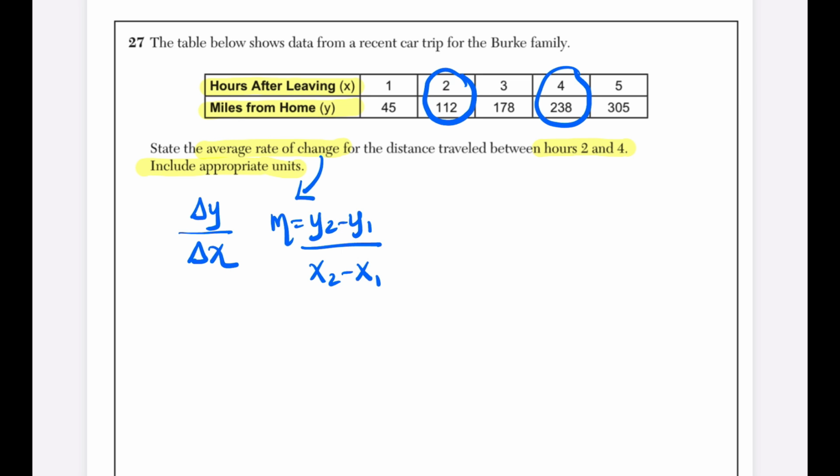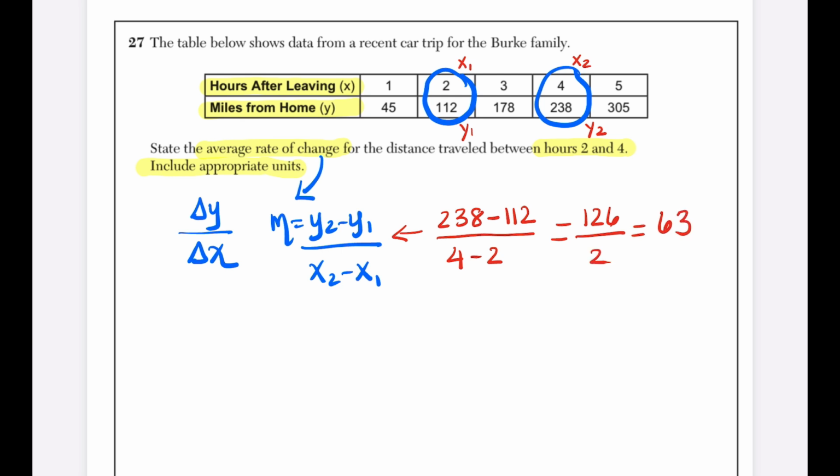So let's go ahead and label these ordered pairs that we have as our x1 and x2 and our y1 and our y2. And we can substitute right into this formula. So my y2 is going to be 238 minus my y1 is 112 over my x2 is 4 and my x1 is 2. Now we're going to go ahead and just subtract. 238 minus 112 is going to give me 126 over 2. And then finally, I'm going to divide, and that's going to give me 63.